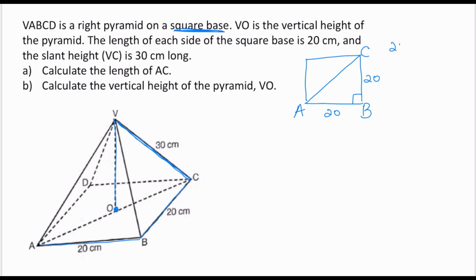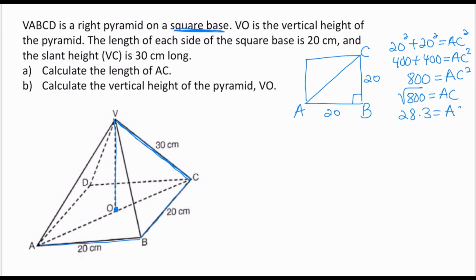So I have 20 squared plus 20 squared is equal to AC squared. 400 plus 400 is AC squared. 800 is AC squared. Take the square root of 800, and that's going to give me approximately 28.3. So that means that AC is approximately 28.3 centimeters.